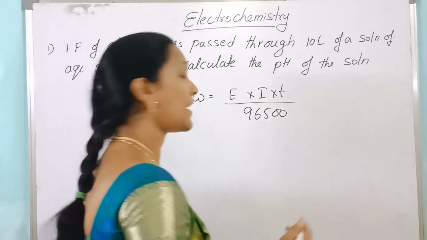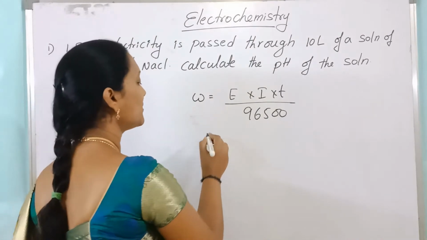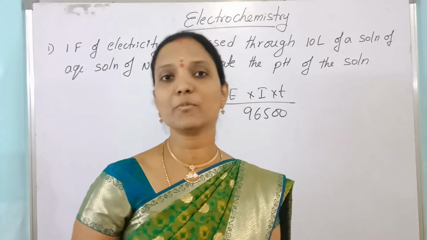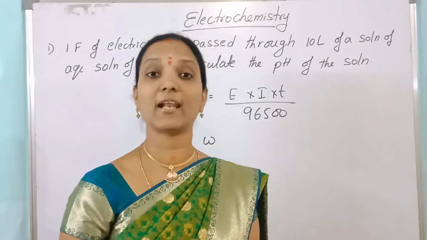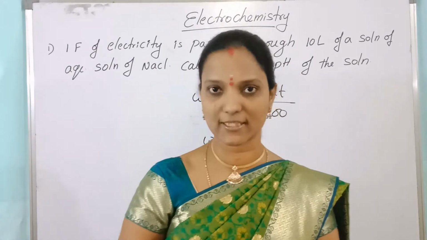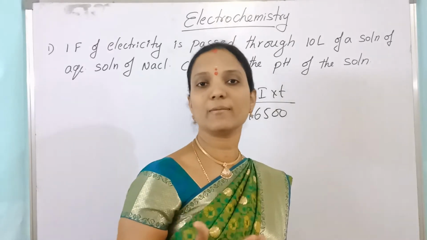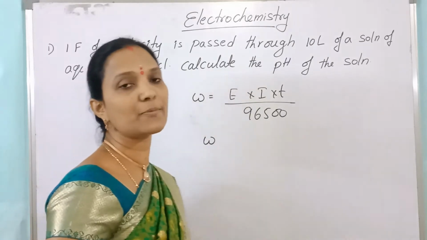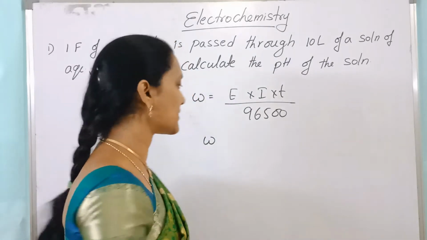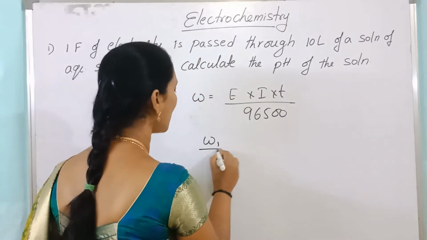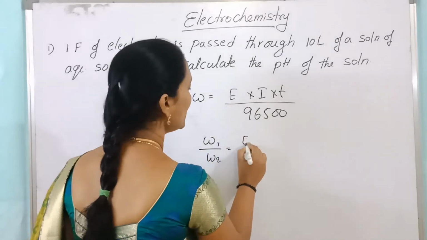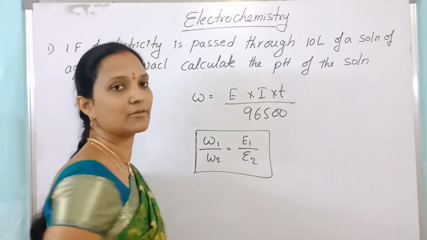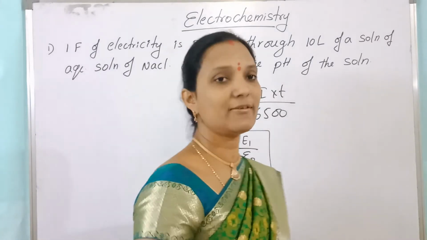And next, Faraday's second law. What is Faraday's second law? If the same quantity of electricity is passed, as given in the problem, then that is a problem related to Faraday's second law. Here mass is directly proportional to equivalent mass. So the formula we use is W1 by W2 is equal to E1 by E2. Problems are based on this formula: W1 by W2 is equal to E1 by E2.